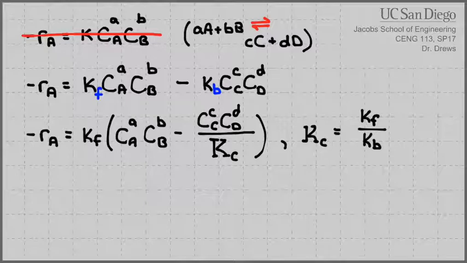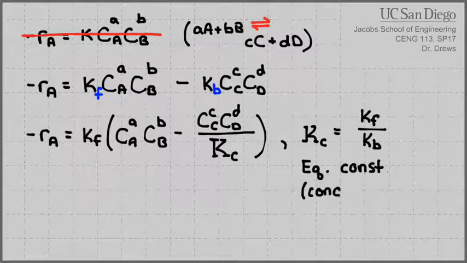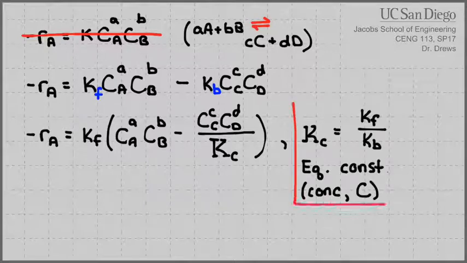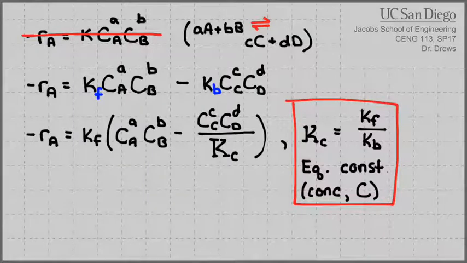This Kc is called the equilibrium constant in terms of concentration. And when I say concentration, I mean concentration C. I am going to define an awful lot of these Kc's. Each one has a different interpretation based on how that Kc is defined, and the notation to distinguish between those K's is to put a different subscript on it. So when you see K sub C, that's the forward rate constant over the backwards rate constant.